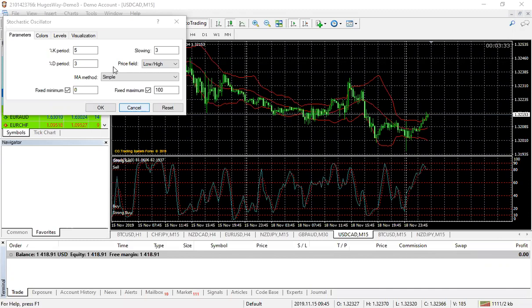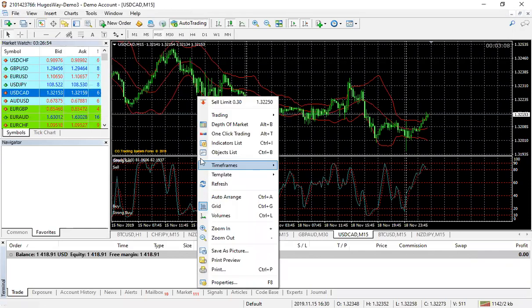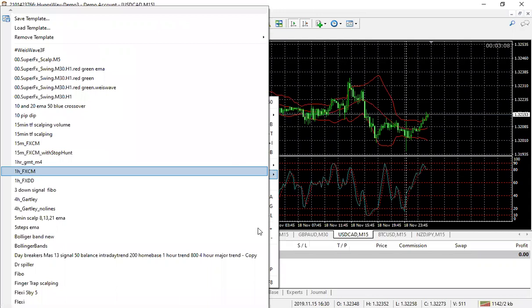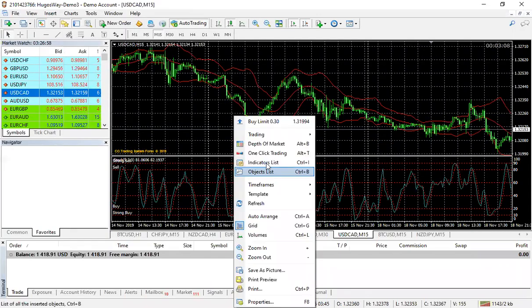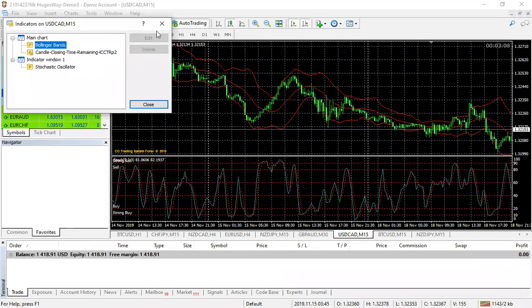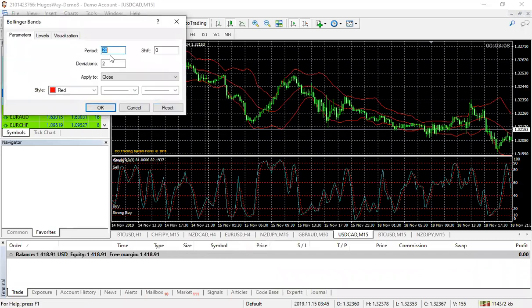But those are the settings there. It is still a simple moving average. And that's the other line. That was a moving average. And then for our indicators, for our Bollinger Bands, it's going to be a standard setting as well. The period will be 20 for the moving average, and the deviation is going to be 2.